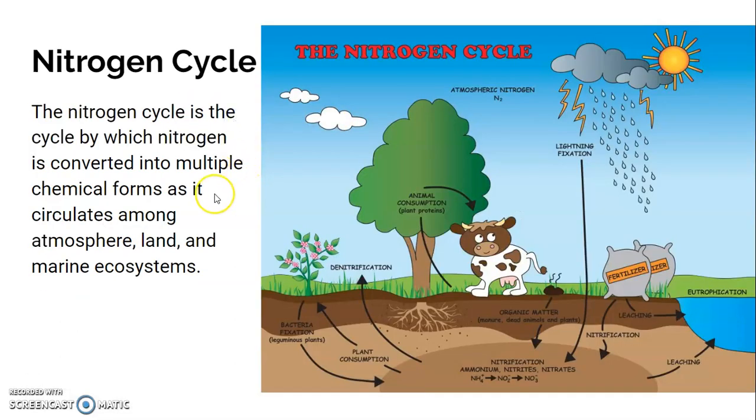We also talked about the nitrogen cycle. The nitrogen cycle is a cycle by which nitrogen is converted into multiple chemical forms as it circulates among the land, the atmosphere, and the marine ecosystems. So again, this is another cycle where instead of carbon and oxygen switching back and forth, nitrogen is being converted into other things.